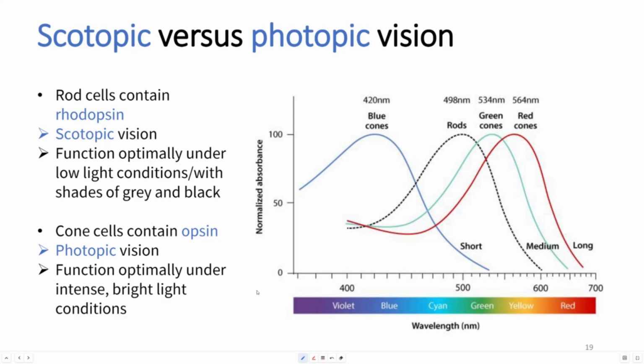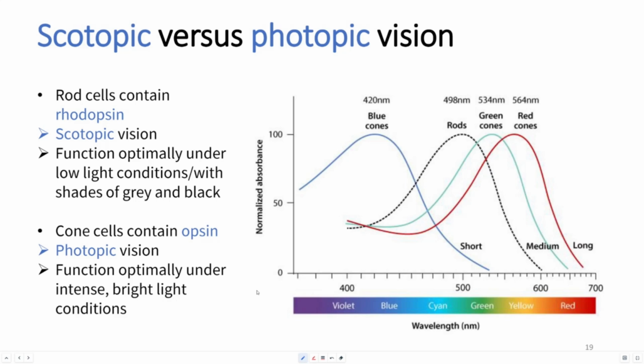Scotopic versus photopic vision. Rods contain rhodopsin, scotopic vision, which functions optimally under low light conditions with shades of gray and black. Cone cells contain opsin, which are photopic vision, which function much better under bright light conditions.